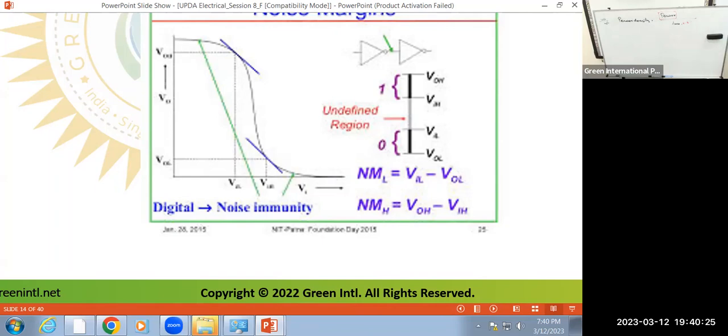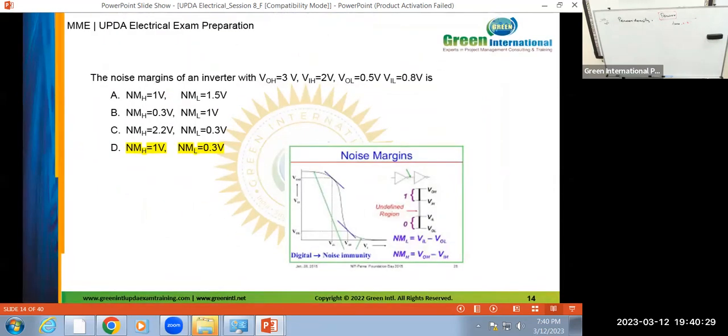Again, this question is frequently asked in the exam, so remember the formula and simply substitute the numbers. That's all. Okay, so NML formula.